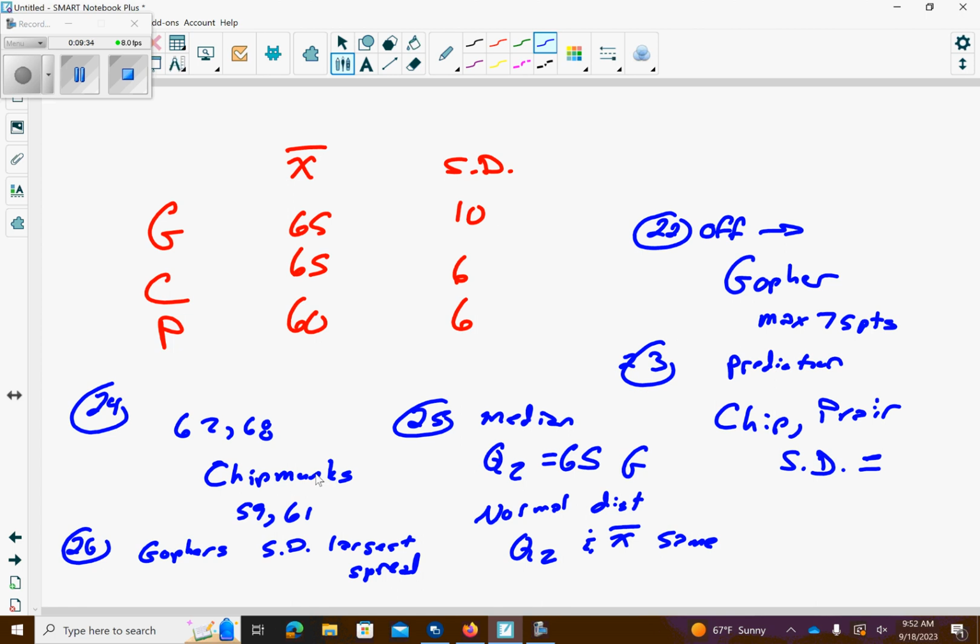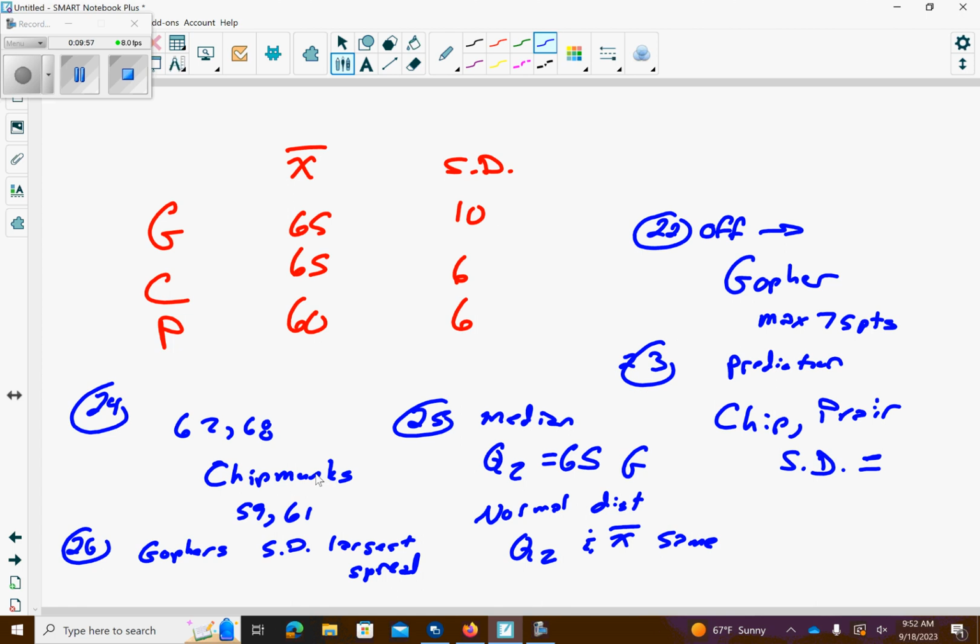Which teams are the most predictable offensively? Problem number 23, both the chipmunks and the prairie dogs, because they have equal standard deviations and it's not skewed in any direction as far as we know. Number 24, which team is likely to score between 62 and 68 points? I would say the chipmunks.